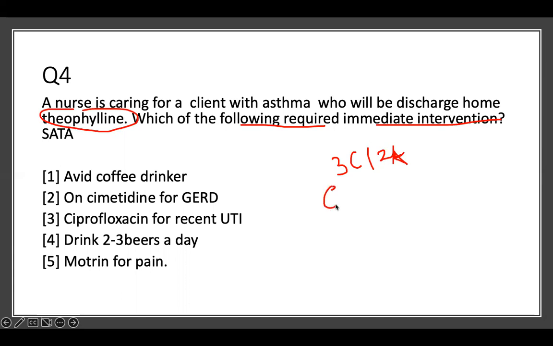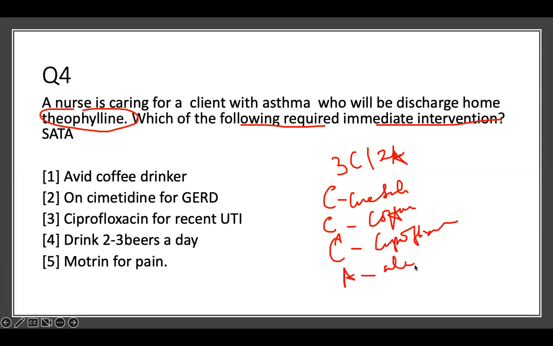The first C is cimetidine, so they should avoid cimetidine. The second C is no caffeine. The third C is Cipro, the antibiotic ciprofloxacin. They should avoid it. And the A is alcohol, and the other A is acetaminophen. So you can put another C, you can say 4 C's, with the 3 C's specific for cimetidine, coffee, and ciprofloxacin. And the last C is anything that affects the liver.